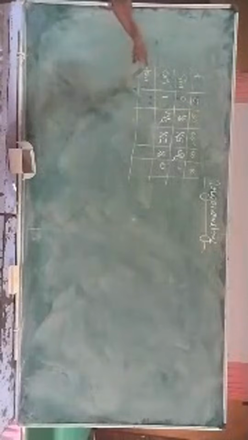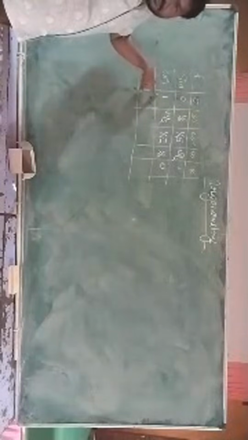Next, tan 0 is 0 upon 1, which is 0; 0 upon anything is 0. Tan 30, the 2s cancel, is 1 upon root 3. Tan 45 is 1. Tan 60, root 3 upon 2 divided by 1 upon 2, the 2s cancel, is root 3. And tan 90 is not defined, infinity.